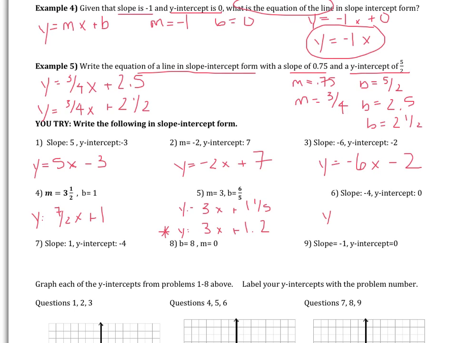Number 6, you should have had y equals negative 4x. You should not have the plus 0. Number 7, you should have y equals 1x minus 4. The more proper way of putting this is to not have the 1 in front of the x, so just have y equals x minus 4. Number 8, we should have had y equals 8. The b is 0, so you should not have written it. And then lastly, we should have had y equals negative 1x, or again, you could have had y equals negative x and drop the 1.